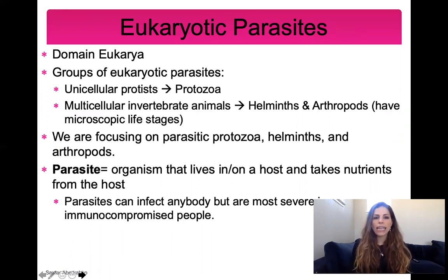A parasite is an organism that lives in or on a host, and usually it benefits by harming the host, by taking nutrients from the host, taking up your food, your nutrients, different components in your blood. That's why a lot of times we see anemia with different eukaryotic parasitic infections. Parasites can infect anybody, but we specifically see severe infections in immunocompromised individuals, which is the case for many diseases. So keep that in mind.